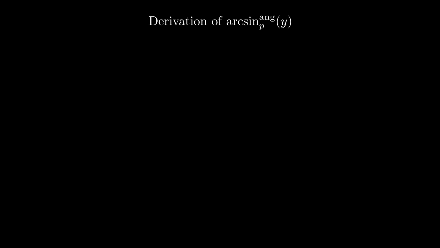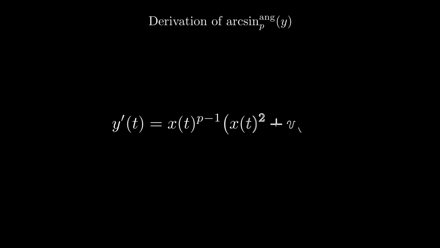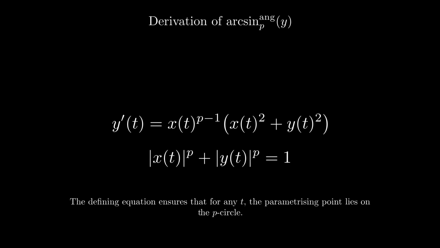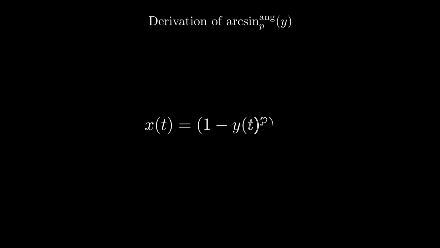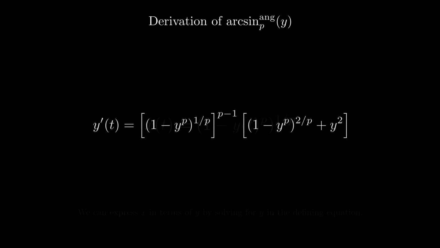To define angular inverse squigonometric functions, much like before, we need the CIVP and the defining equation. We'll take the derivative of the angular sine function from the CIVP and also the key equation that defines the p-circle. Remember that the derivative is a little bit more complicated here, as we presented before. The CIVP is a bit more complex. And remember that by the defining equation, we can solve for x and express it in terms of y. With all these puzzle pieces, we can proceed.